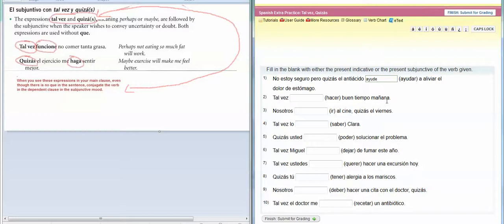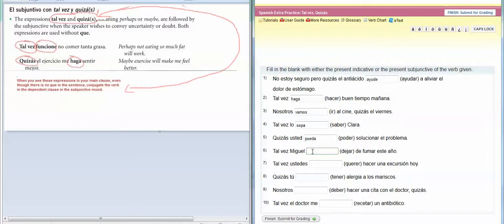Tal vez hacer buen tiempo mañana. Tal vez haga buen tiempo mañana. And it's haga because it's the weather that's going to be good, so you're conjugating for weather. Nosotros ir al cine quizás el viernes. Well, quizás is over here, so nosotros vamos al cine quizás el viernes. Tal vez lo sepa Clara. Quizás usted pueda solucionar el problema.